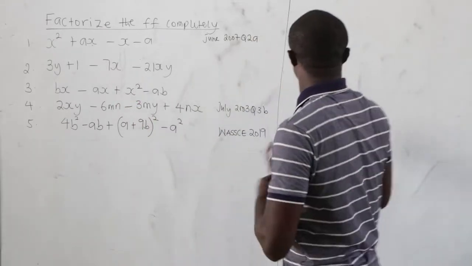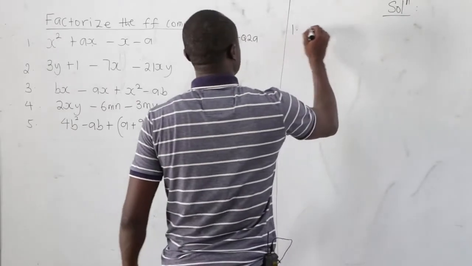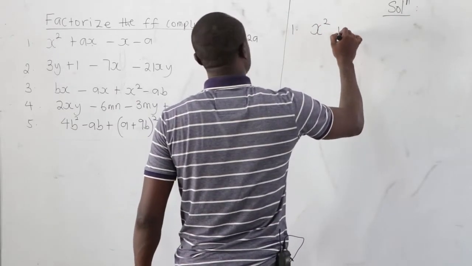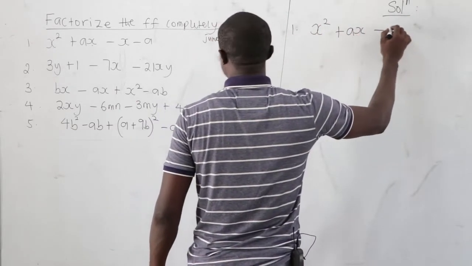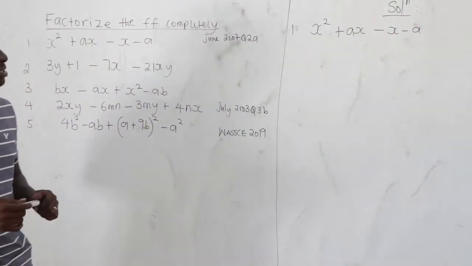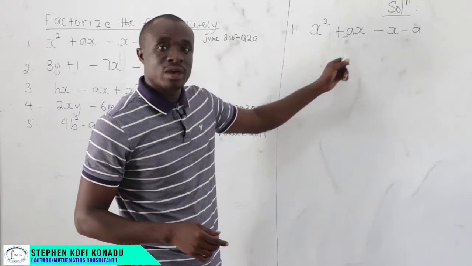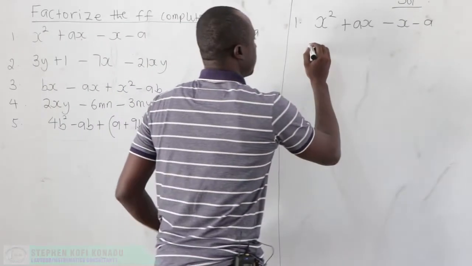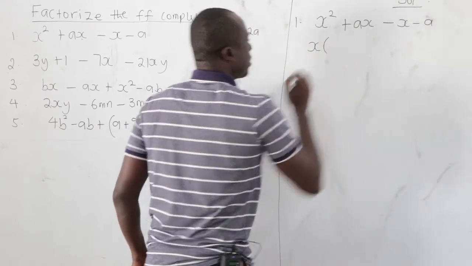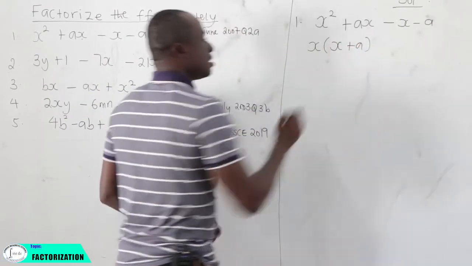And then we have x squared. So that is the first one. We have x squared plus ax minus x minus a. We are being told to factorize completely. Now here you can see x squared and x. So x is common, so you can factorize x out. When I factorize x out, what is left? I have x plus a.